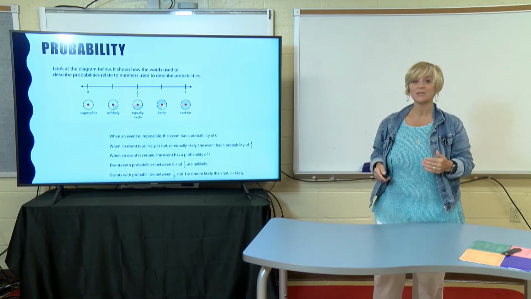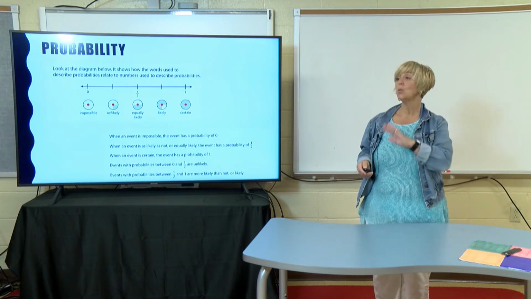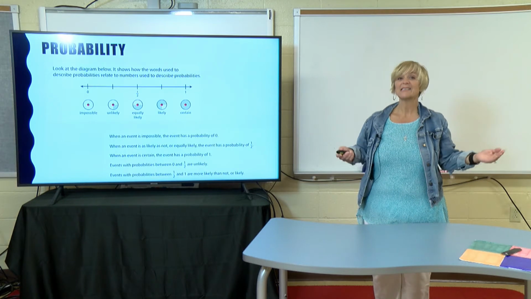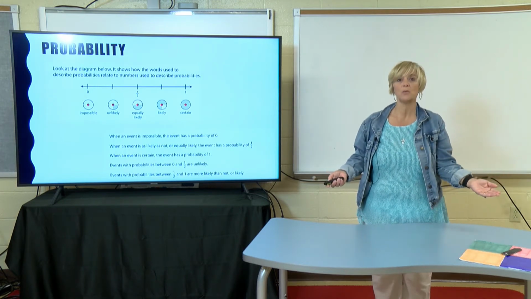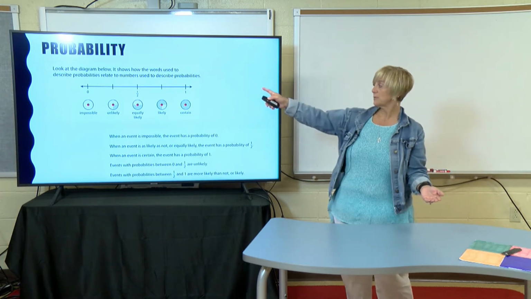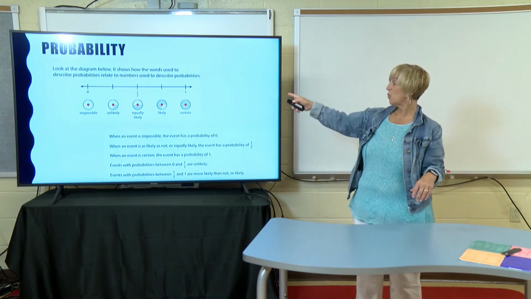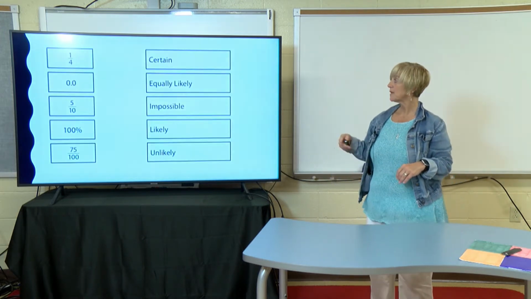And then remember when I told you an event that is certain, if our spinner only had A on it and no other letters, that is most definitely certain that we're going to spin an A. A is the only one on there. So it goes from 0 on our number line, which is an impossible event, to 1, which is an absolute certain event when we're doing probability.